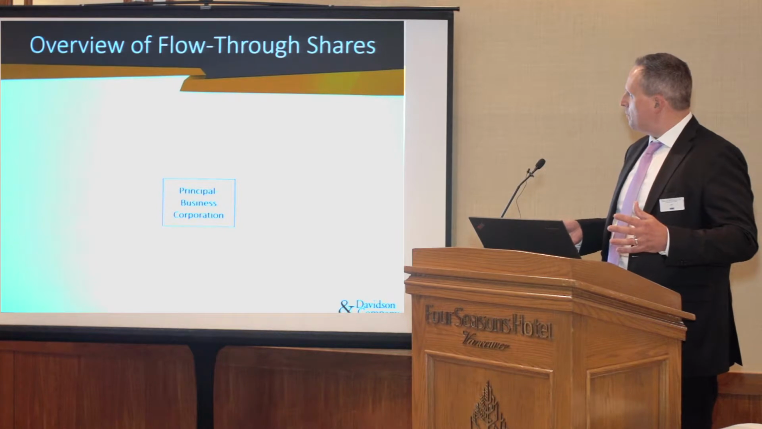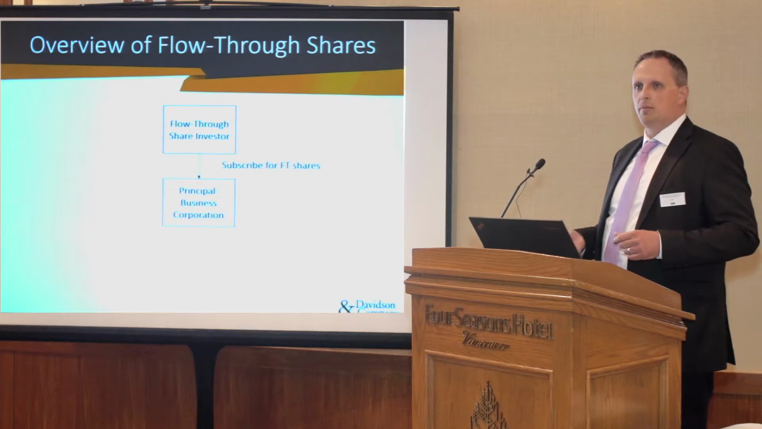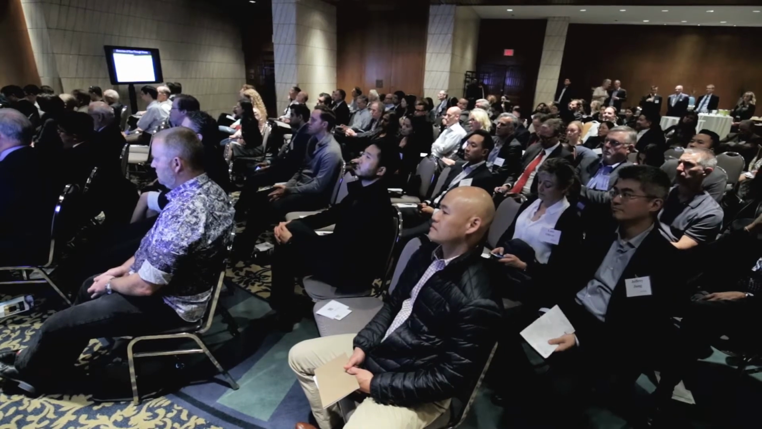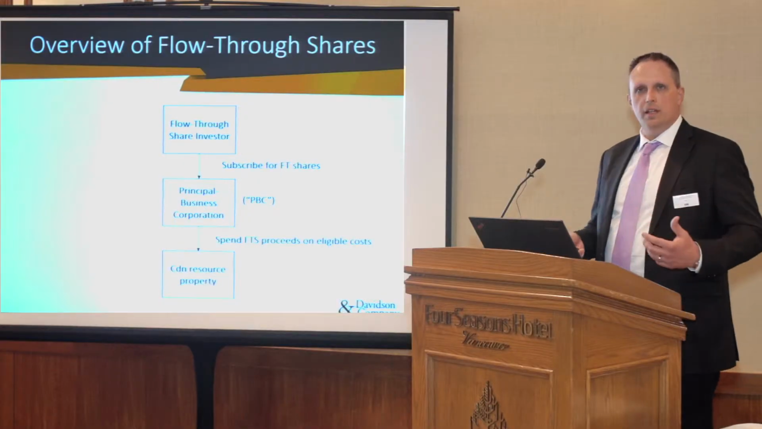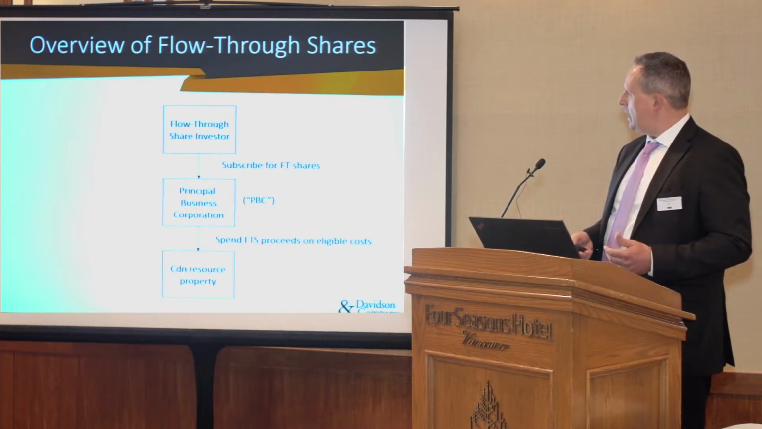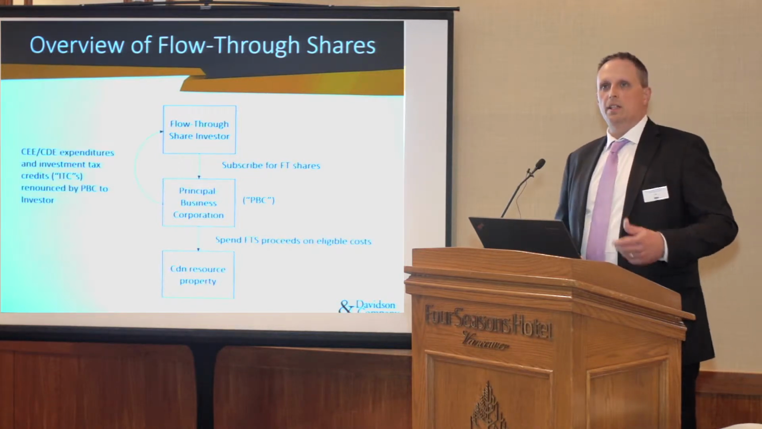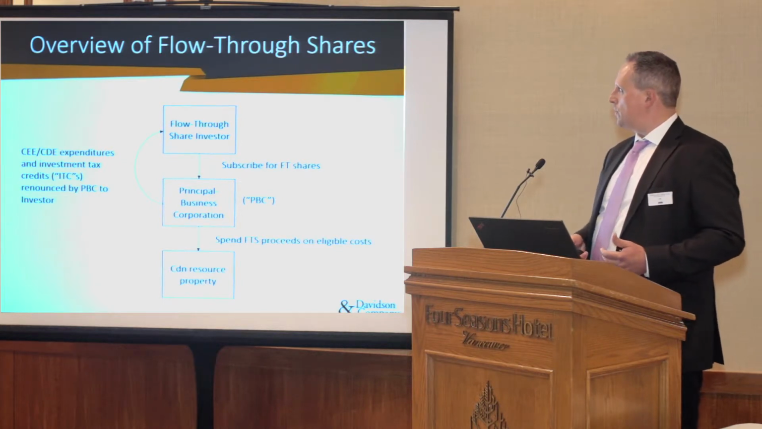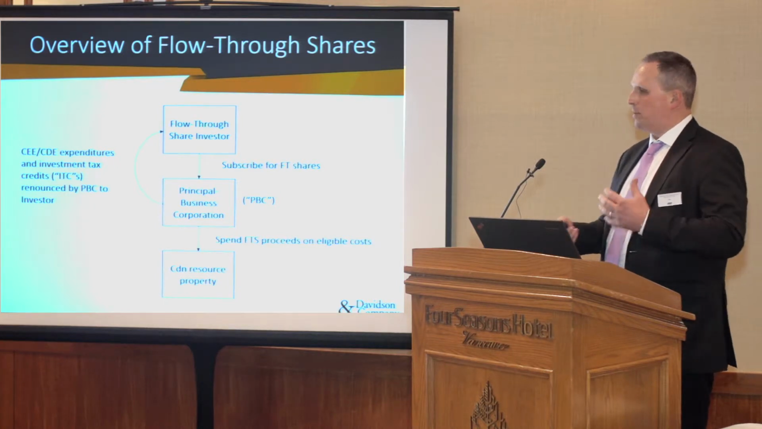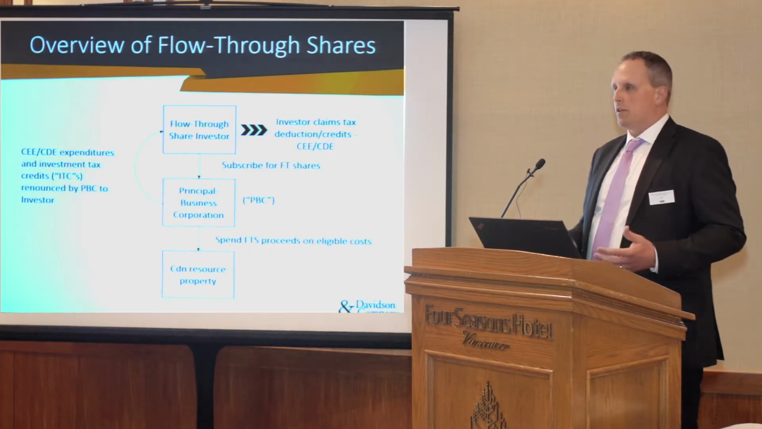So, a brief diagram just to show a little easier how it works. You've got a flow-through share investor who subscribes for shares in the corp, which we call PBC. It then spends its money on the Canadian resource property that it owns or has title to. It doesn't necessarily have to have title, but that's usually the case. The costs are then basically treated and renounced up to the investor. So it would be passed on from the company up to the investor, so the company no longer can use those. And then the investor claims it on their tax return.